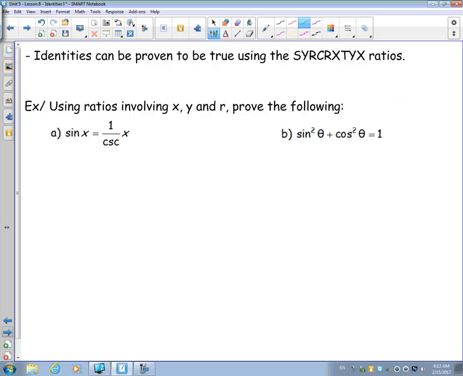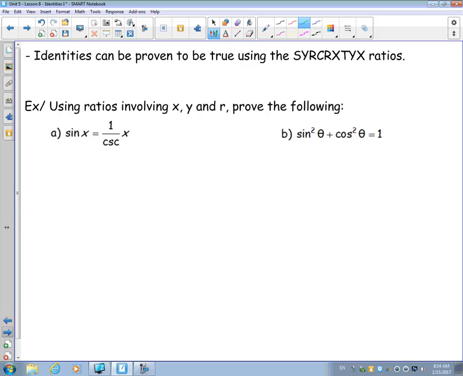Okay. We can also prove identities. Now that's useful so we can figure out other shortcuts and replacements, even without having to use our calculator. I don't want to have to go through and touch every value just to check to see if it works. I want to be able to prove it. And I'm going to do that using some SOHCAHTOA ideas. So, using ratios, x, y, and r, we want to prove the following.